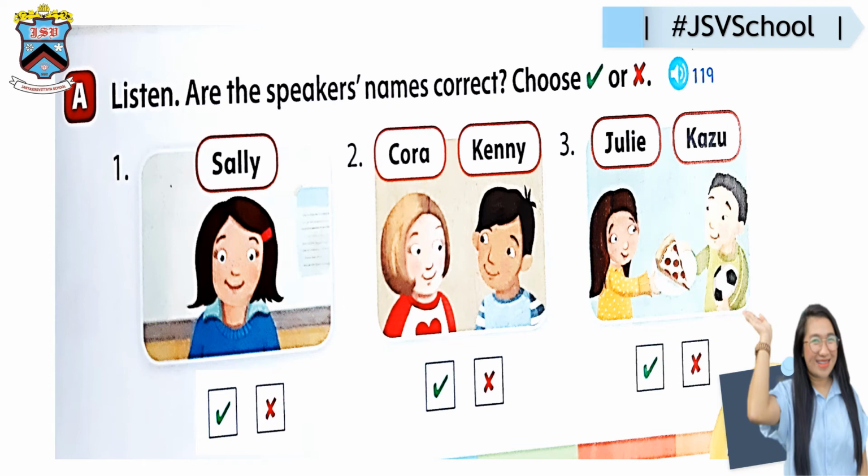Page 83. Listen. A. Listen. Are the speakers' names correct? Choose check or X. 1. Hello. My name is Sally. My presentation is about birds. They have good eyes. 2. Hi, Cora. This is my friend, Kenny. Hello, Kenny. Hi, Cora. 3. Hello, Grace. What do you have? Hi, Ryota. It's pizza. Can I have some?